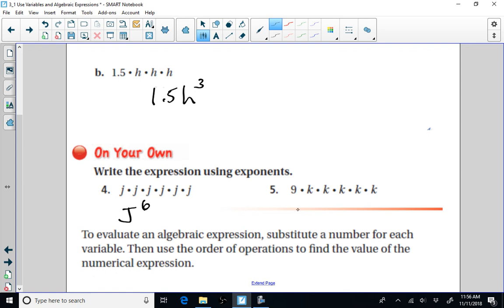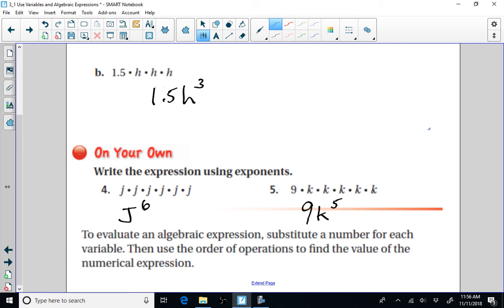In example 5, we have 9 times k times k times k times k times k. 9 is your coefficient. K is your variable. K is being used as a factor 5 times, so you have an exponent of 5. So I would write this expression as 9 times k to the 5th power, because k is being used as a factor 5 times, so that's your exponent.